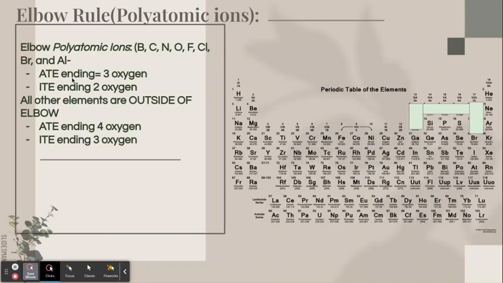So an -ate ending is going to signify that there's 3 oxygens, and -ite is going to be 2 oxygens, and those are when they are contained within the elbow. And then if they're outside of the elbow, it's going to have an -ate ending for 4 oxygens, and then -ite for 3.